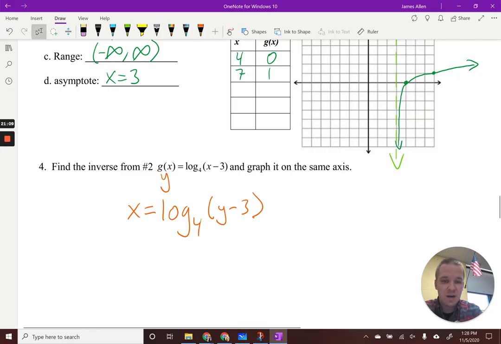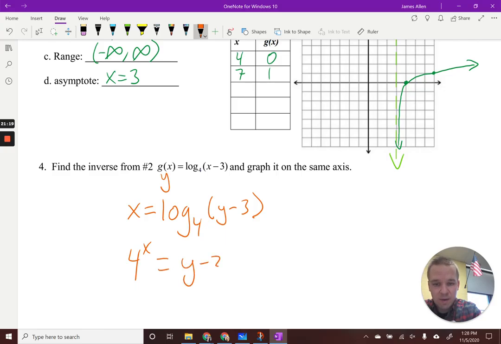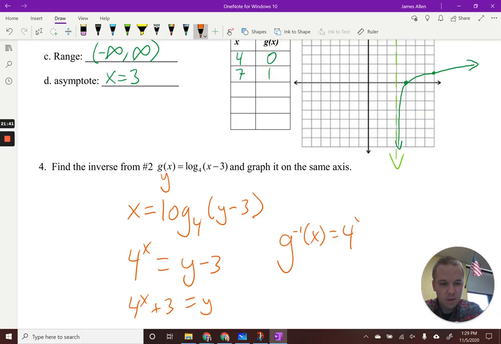Now, since there's nothing added or subtracted out here, I can go right to changing this to my exponential form. So I'd have 4 raised to the x is equal to what's inside the log, y minus 3. We did the loop backwards again. A lot of times you'll see it written that way if you're a loop and swoop fan. All right, then I just need to add the 3 to the other side. So I'm going to get 4 to the x plus 3. I really add 3 to both sides, but it cancels on the right. So now I have g inverse of x is equal to 4 to the x plus 3.